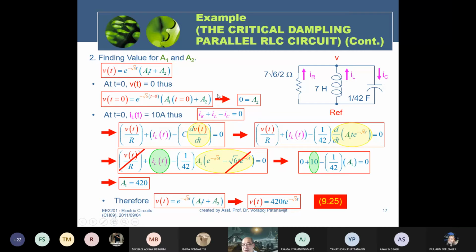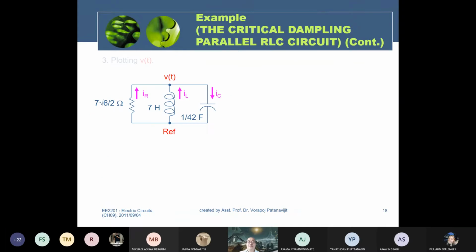Now, with A2 equal to 0, when you substitute them, the general form solution will be V(t) equals 420 t e to the power minus square root 6 t.